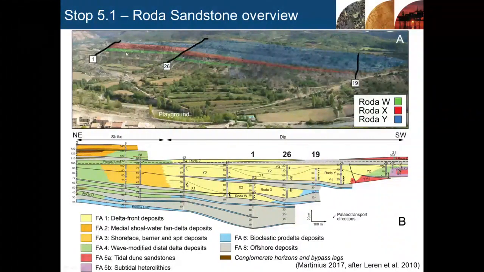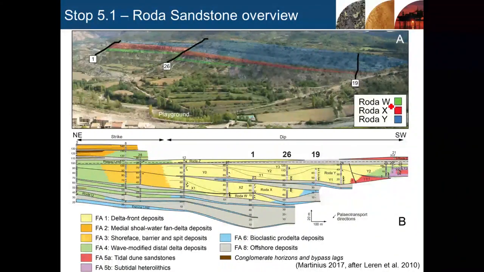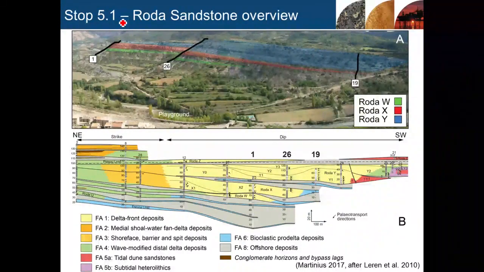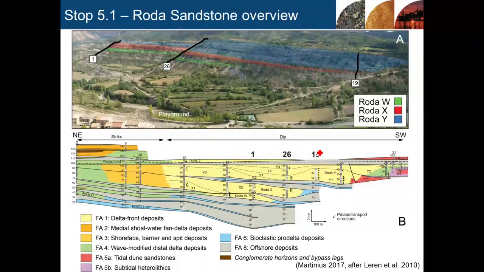So here we can see three benches of sandstone. Those are the three I picked out earlier. Here they're given different colours, and you can see they're also assigned names or letters to basically help subdivide the stratigraphy. You can also see a number of measured sections, so labelled 1, 26 and 19, superimposed on the cliff face, and those same logs are shown in here, 1, 26 and 19.